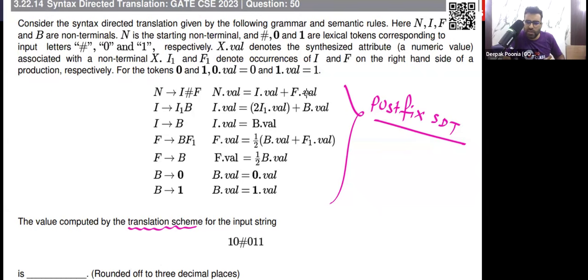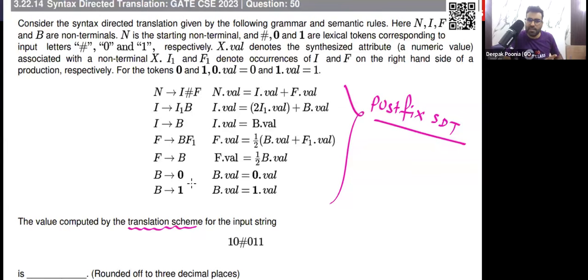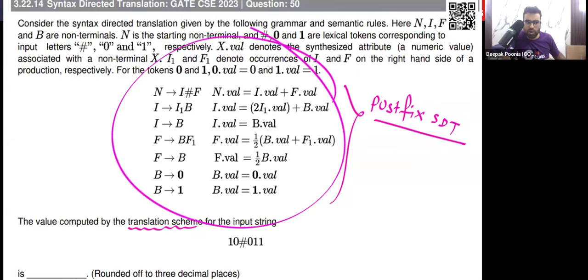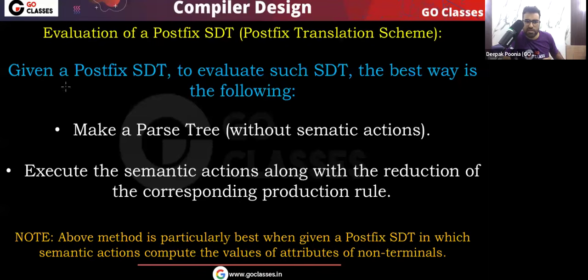Now this question is actually very easy to solve. We will solve it using two methods. The first method is evaluation of postfix SDT. This given translation scheme is a postfix translation scheme, a postfix SDT. How to evaluate a postfix SDT, we already know. This is the method: evaluation of postfix SDT.